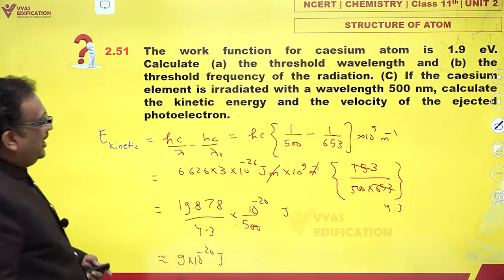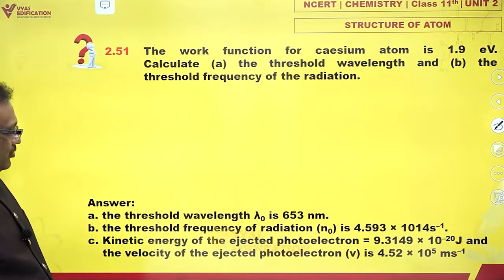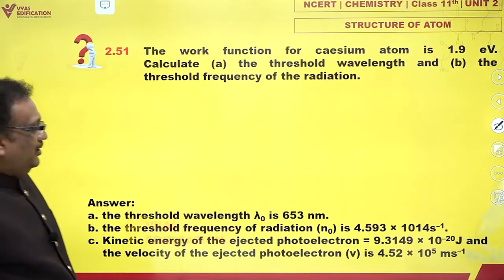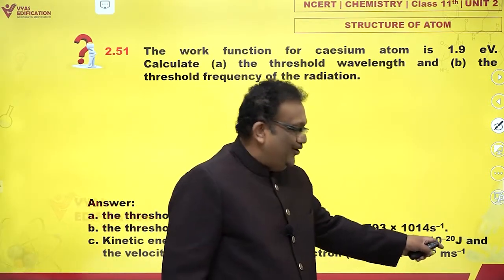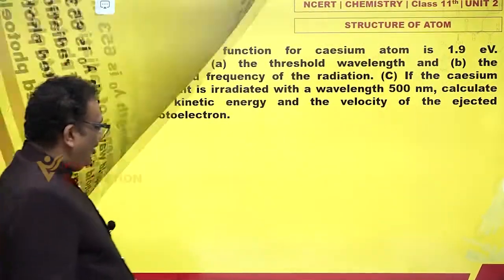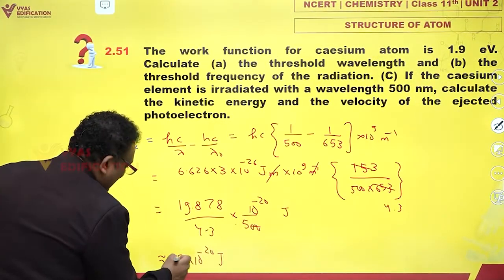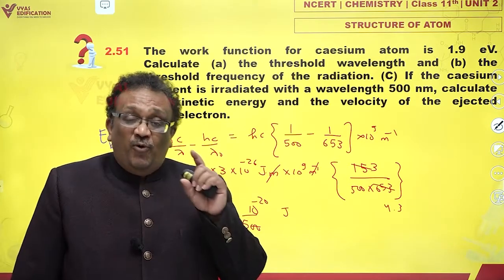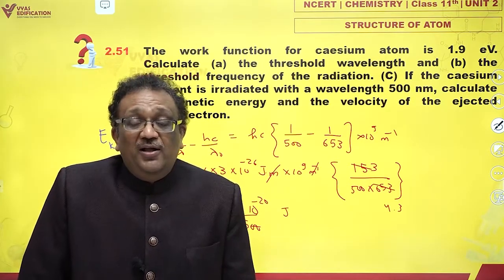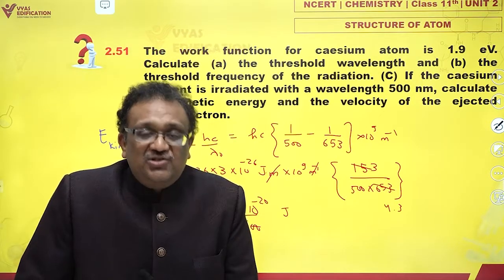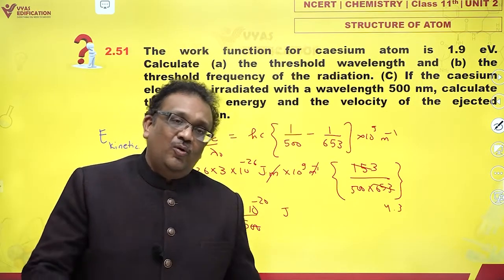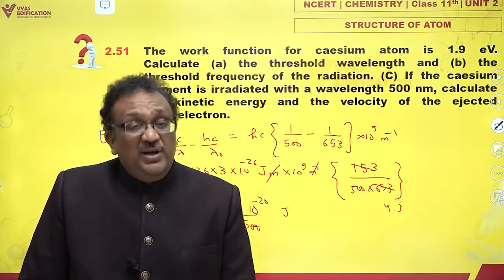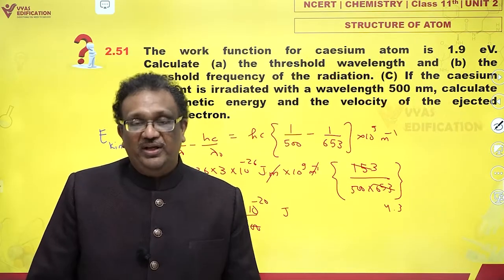This looks like the kinetic energy of photoelectrons. Let's check the number. 9.3 into 10 to the minus 20. After a lot of jumps, we are reasonably close. 9.3. Well, I like that. What I'm trying to do is, don't use calculator always. At least try to do rough calculations so that you know that you're getting close to this answer. Many times in exams, it's a very useful technique.